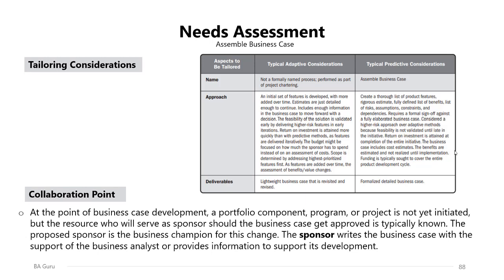At the point of business case development, the portfolio component, program, or project is not yet initiated, but the resource who will serve as sponsor should the business case get approved is typically known. The proposed project, program, or portfolio component sponsor is the business champion for this change. The sponsor writes the business case with the support of the BA or the project manager, or provides information to support its development, but finally it should be signed off by the sponsor who is the business champion.